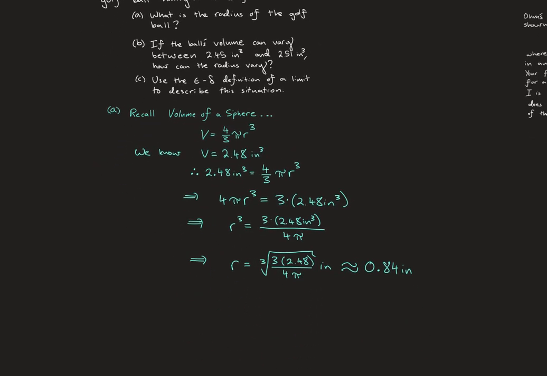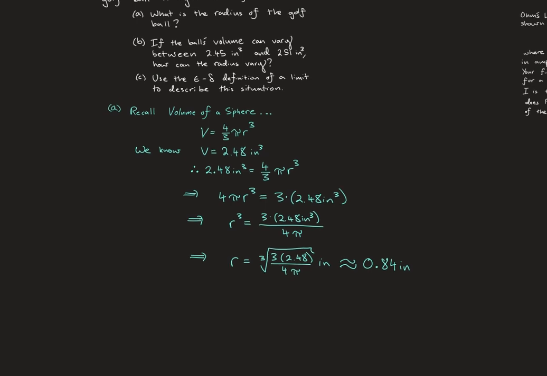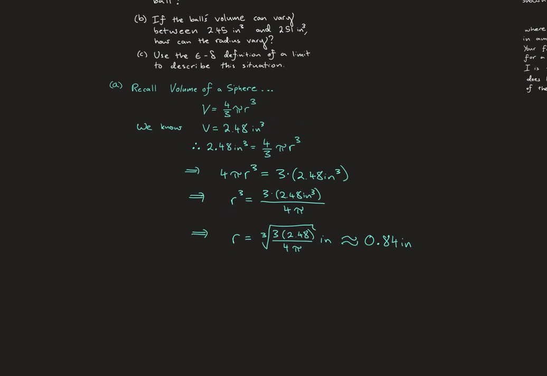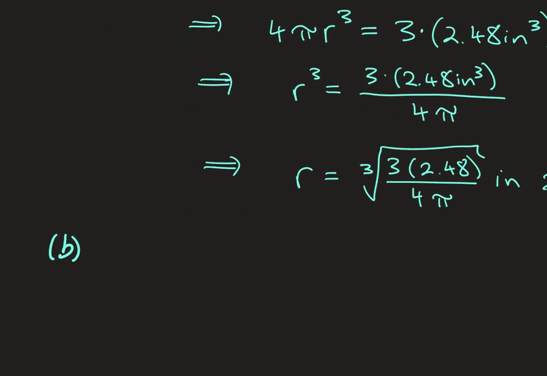We know, and I guess I can kind of do two birds, one stone. I kind of just answered part C. But we know that the volume must be bigger than, it says can vary between, so I'll use strict inequality, bigger than 2.45 cubic inches.